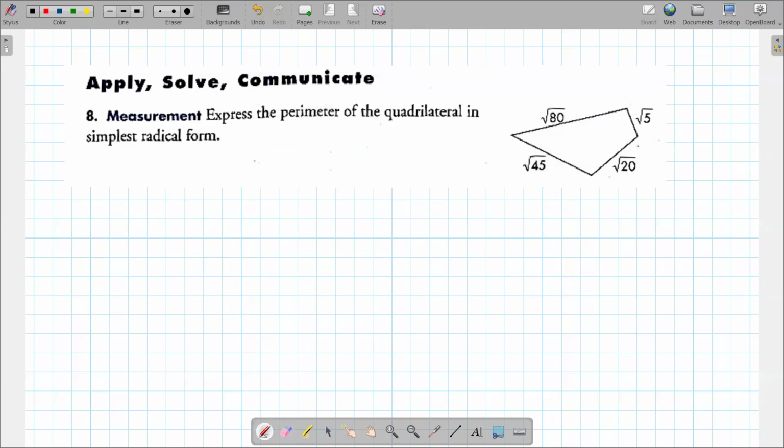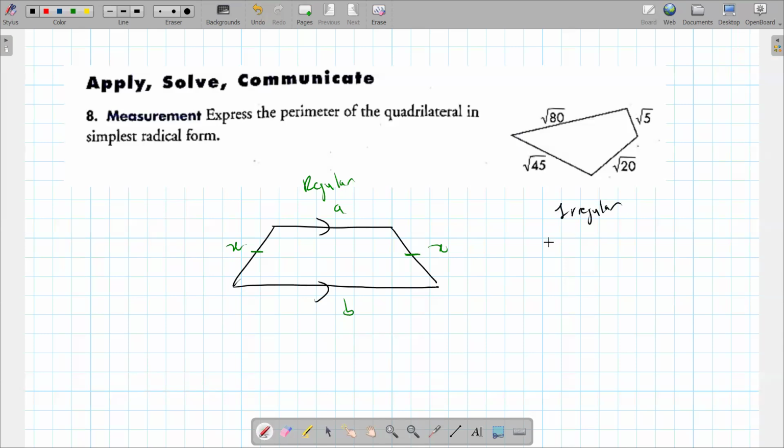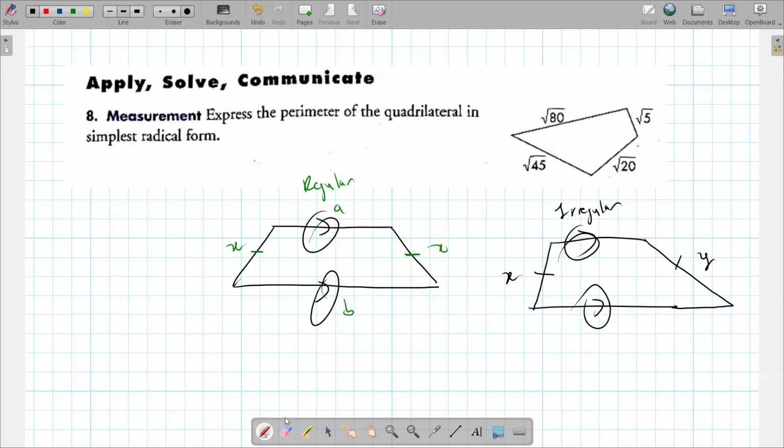There are two types of trapezoids you can get. You can get a regular trapezoid, where this side length is equal to this side length. So if this is x, this is going to be x. The other type is irregular. Again, these two lines have to be parallel. That's the requirement, but this line and this line don't necessarily have to be equal. So this is x and this is y now. That is called an irregular trapezoid. But again, both of these lines always have to be parallel. So that's not a trapezoid.